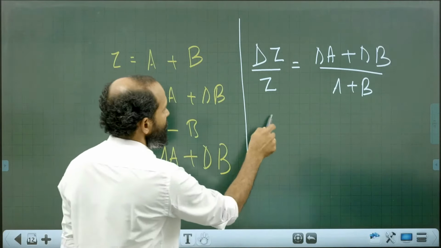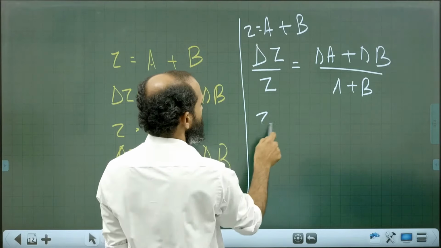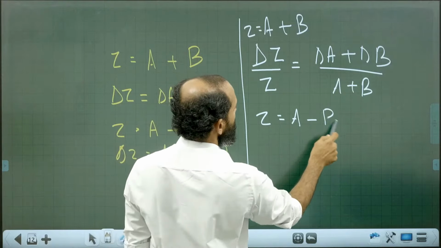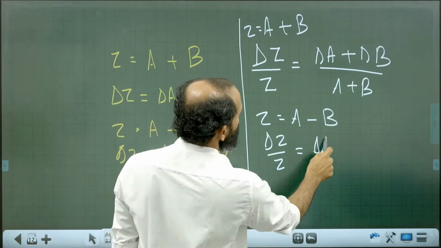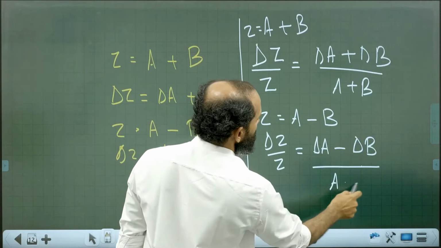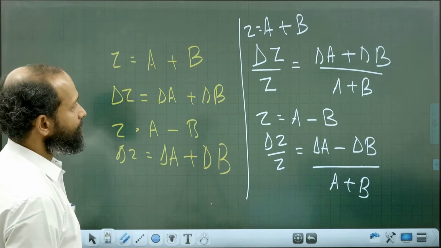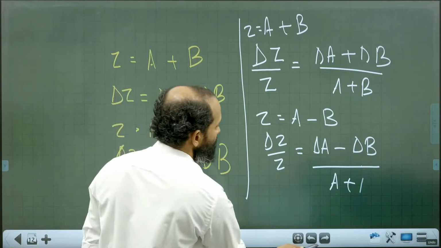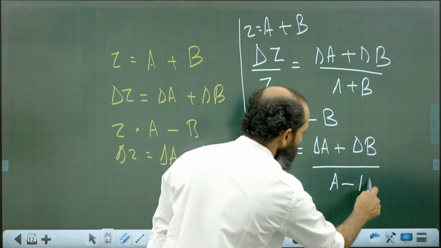If the measurement is Z equal to A plus B, and if the measurement is Z equal to A minus B, you get delta Z by Z equal to delta A minus delta B divided by A plus B. Is it true or false? It is false. How to write it? Delta A plus delta B divided by A minus B.